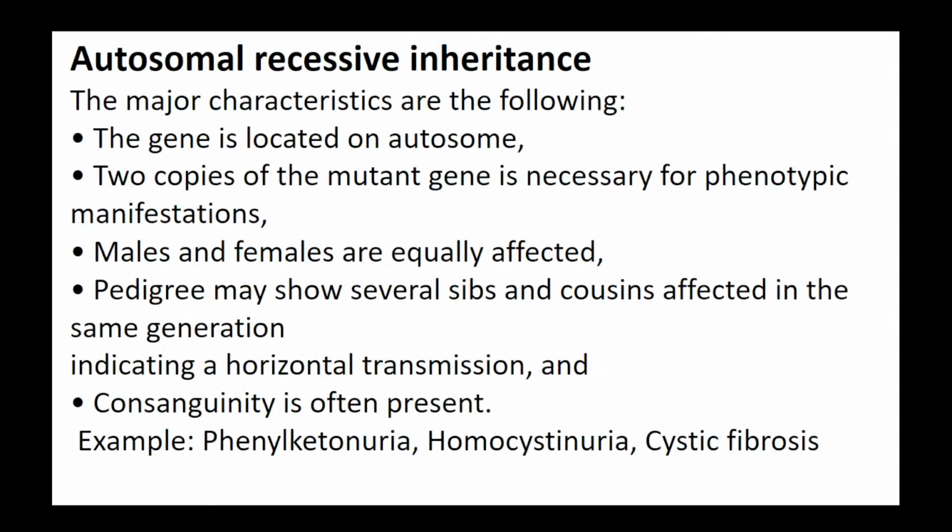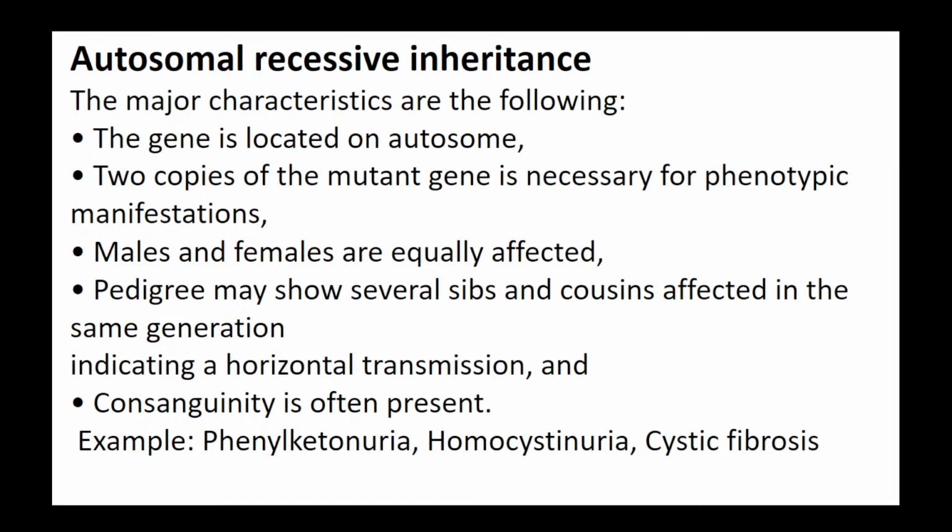The second type of inheritance is autosomal recessive inheritance. The gene is located in an autosome, so we can find these characteristics equally in males and females. A child with the characteristic can be born to parents without the characteristic. The pedigree may show several siblings and cousins affected in the same generation. Horizontal transmission is indicated.